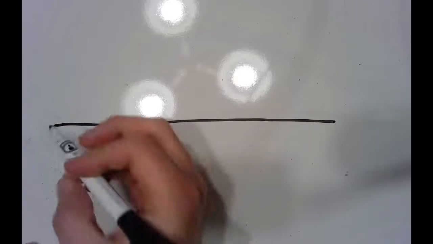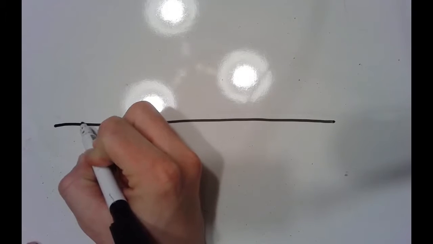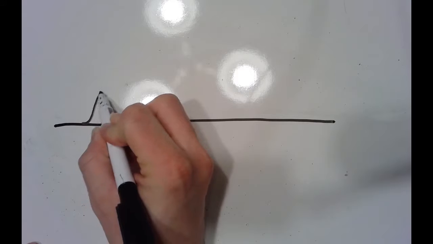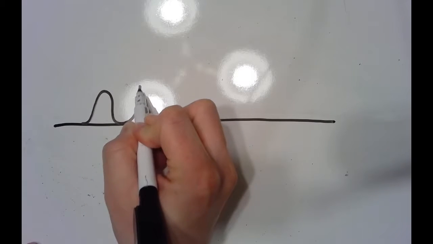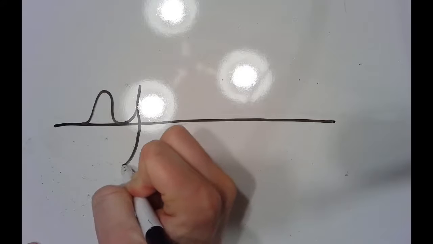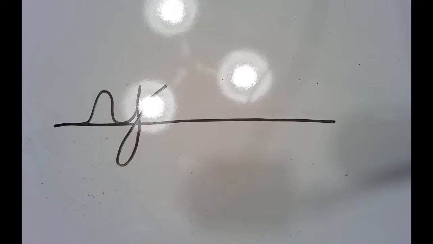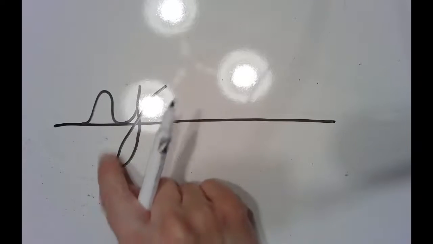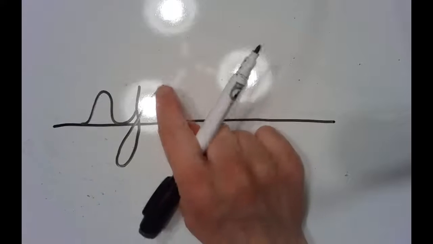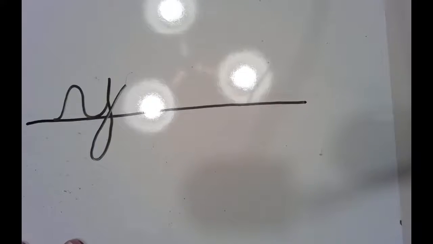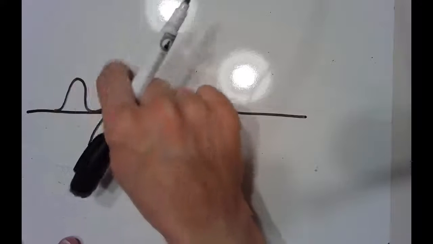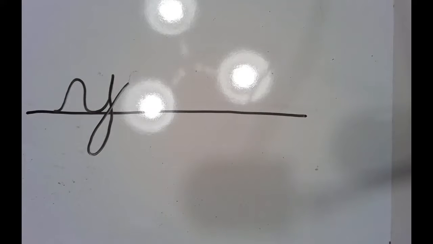Lowercase y starts at the bottom line. You're going to come up and make a hump, back down, slide up again, back down past the line, and make a hook, make a loop around, I should say. Very similar to what you would do with a lowercase g, but you'll see that the top of the y is open instead of closed.